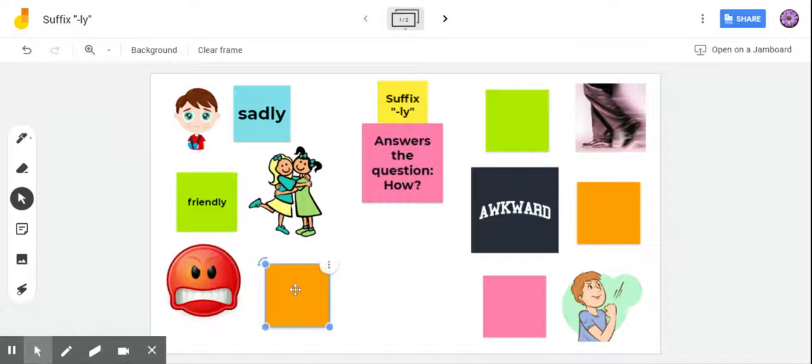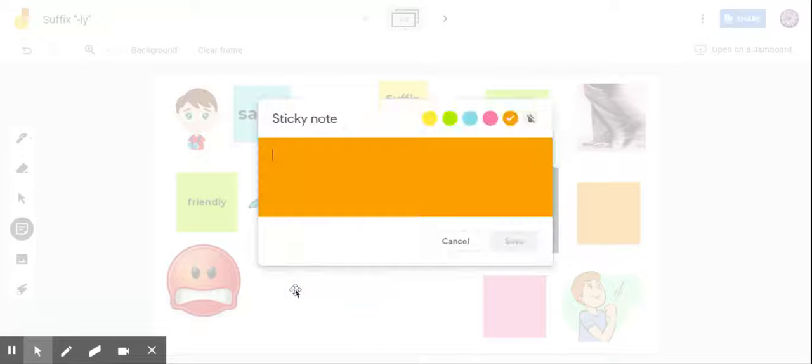So this little emoji here looks very angry, but we could say that he angrily stormed off because he didn't get what he wanted. How did he storm off? He stormed off angrily. You can probably tell that this word looks a little bit different. I had to drop the Y, I added an I, and I also added the suffix ly, but I'm going to talk about that on the next slide.